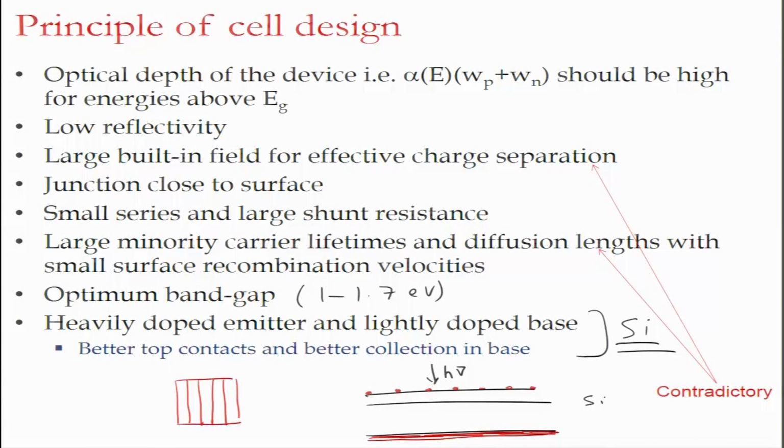And these two of course are contradictory. If you have a large built-in field for effective charge separation, generally that results in smaller lifetimes and diffusion lengths, and these two generally go as contradictory. We will see later on in the course. So, you have to basically optimize various parameters.